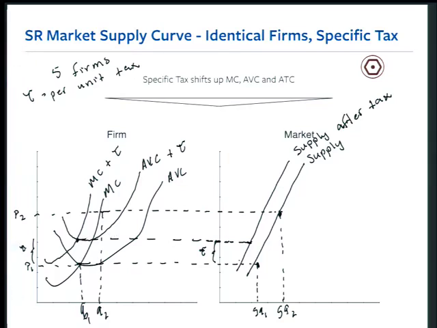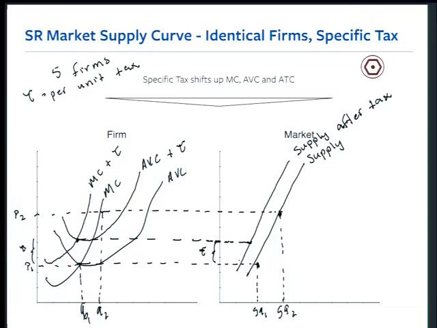Oh no, wait. Your question was, will the minimum of this curve, average variable cost plus tau, still be at Q1? Okay. Yeah. So let's see here.